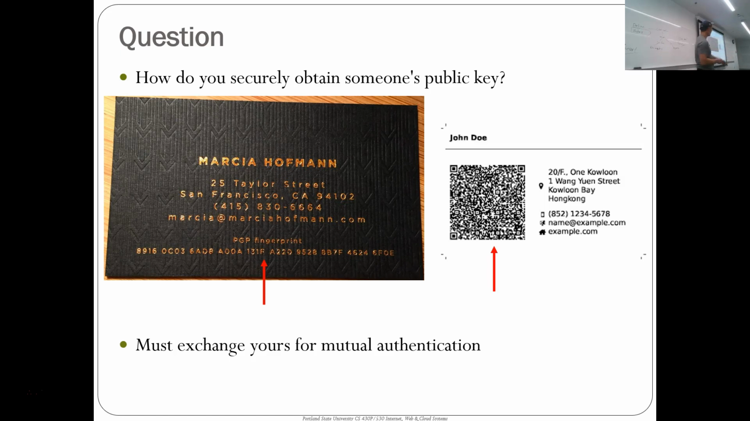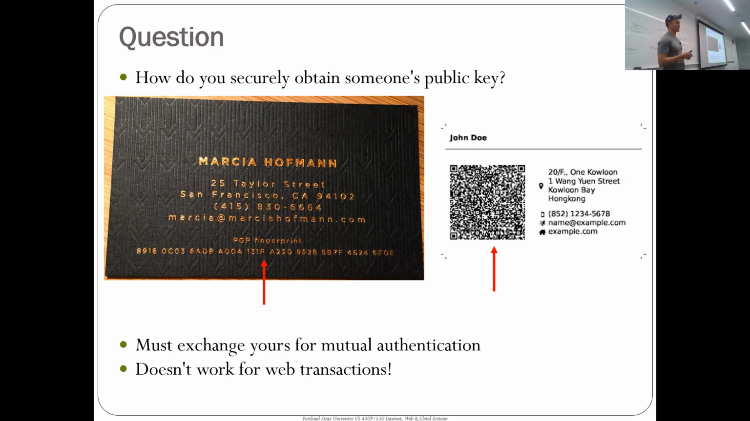So there are services. This is an image off of a service that will print you a business card with a PGP key on it. You could actually try and scan that from the slides and see what the key is, and it should look like that. But you have to exchange yours, so you can't just get this and then hope for mutual authentication. You have to make sure that you're exchanging with the other person, so that both of you can authenticate each other in this communication.